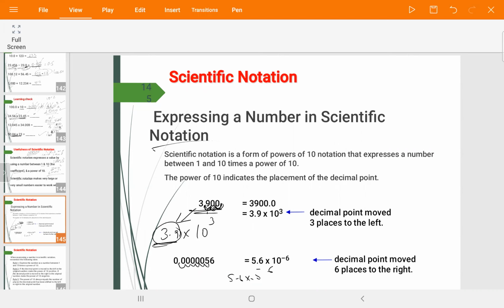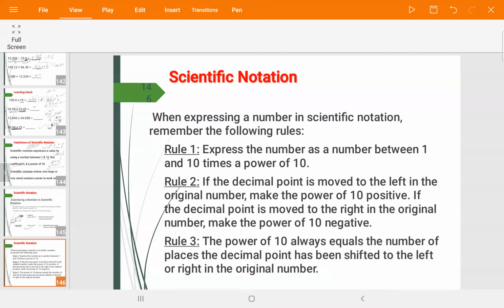So remember, these ambiguous significant numbers can be written this way. The first rule is you have to express the number as a number between 1 and 10 times a power of 10. If the decimal point moves to the left, the exponent will be positive. If the decimal moves to the right, it becomes negative.